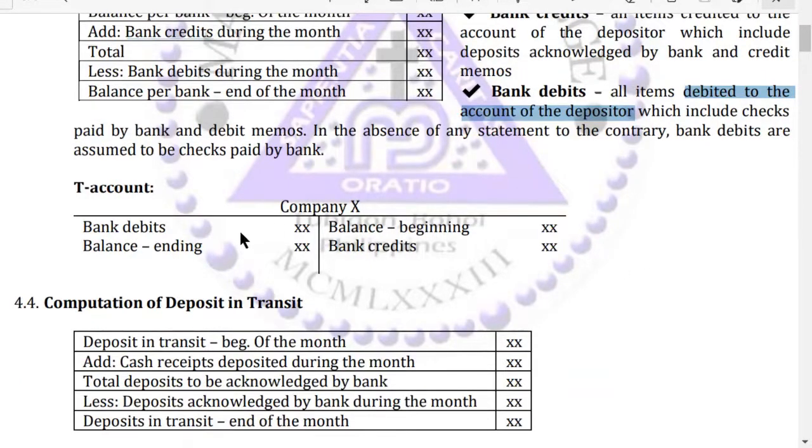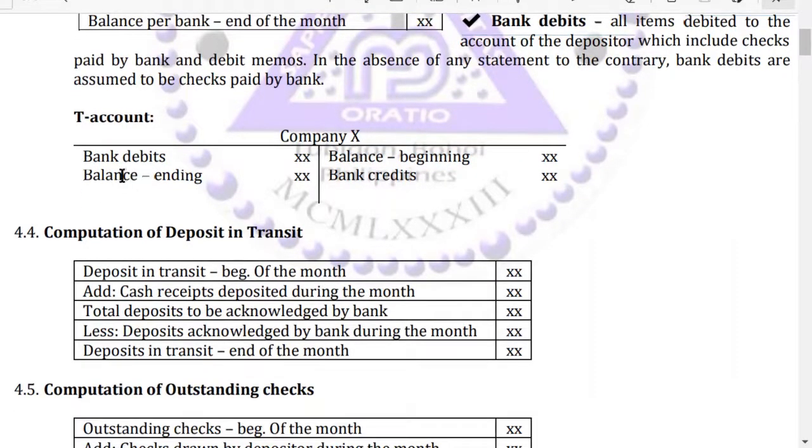Okay? So, if you're going to use a T account, so you will start with the beginning balance. That's on the credit side of the bank. Kay kung debit side na siya, so that's di ba kung i-debit na siya, so that is a deduction. But if i-credit na siya, so that is an increase in the balance. Okay? And then, you will add the bank credits and then you will deduct the bank debits. And you will get the balance ending.